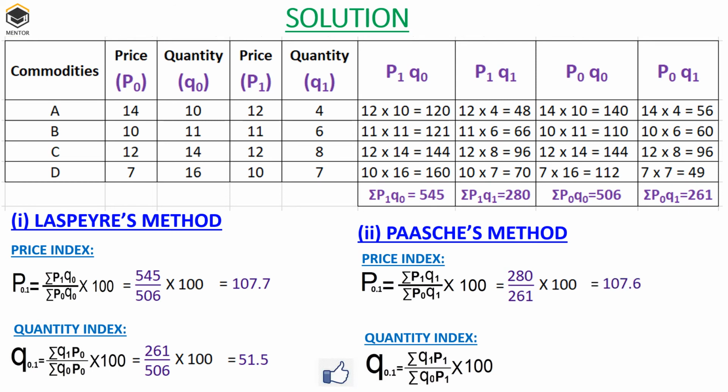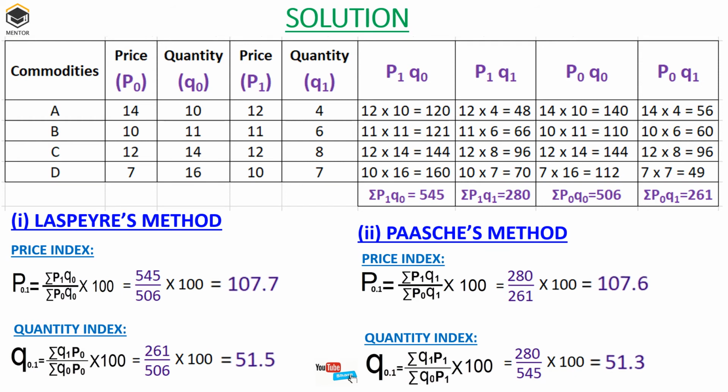If I do the calculation of all this, I will get the price index number as 107.6. Next, I have the quantity index. Under the quantity index, we have 280 divided by 545. These two values, if I do the calculation, I will get a final value of 51.3. So as you can see, in the Laspeyres method and Paasche method, we got approximately the same index number for the price and quantity index. So these are my price index and quantity index under the Laspeyres and Paasche methods.